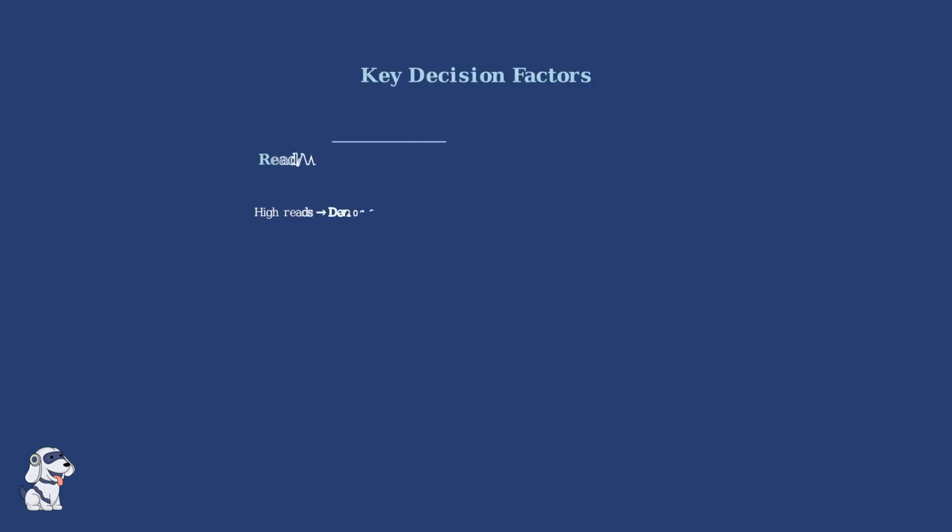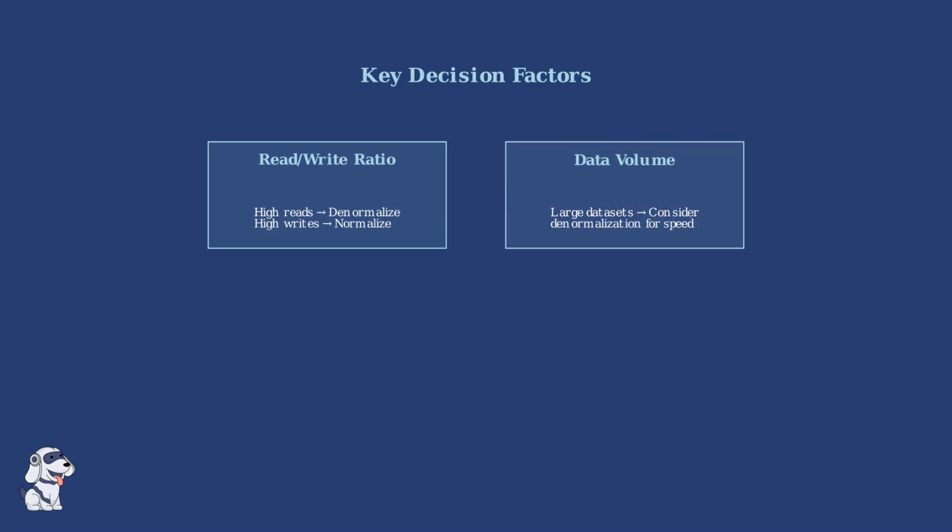Now let's examine the key factors that should guide your decision. First, consider your read-to-write ratio. If your application performs many more reads than writes, denormalization can significantly improve performance. Data volume is another crucial factor. Large data sets with complex queries often benefit from denormalization to avoid expensive join operations that can slow down performance significantly. Consider your consistency requirements.